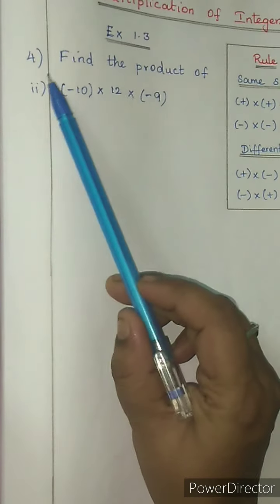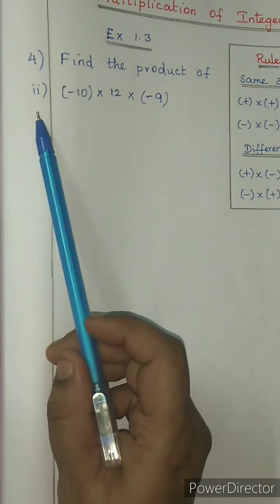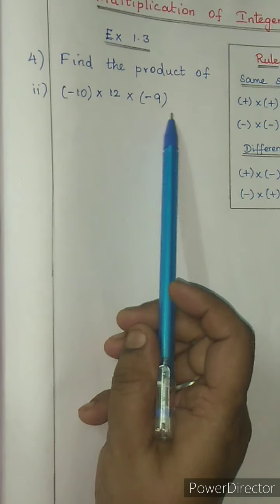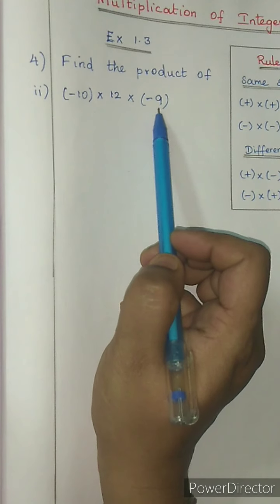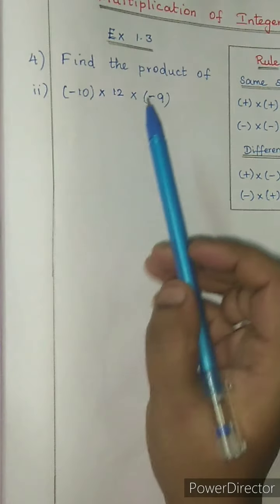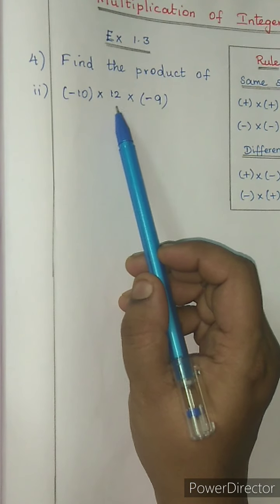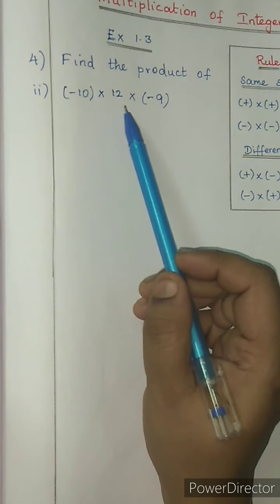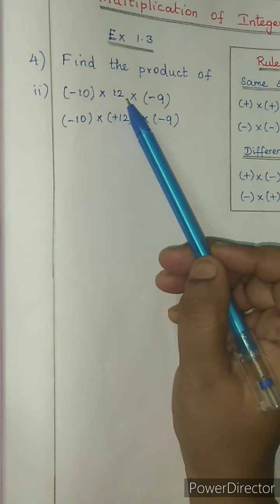Exercise 1.3, fourth problem, find the product of the second subdivision, minus 10 into 12 into minus 9. Here, the first and the third integers are negative. And the second integer 12 has no sign in front of it, so it is considered as a positive integer. In the next step, I have written this 12 with its sign.